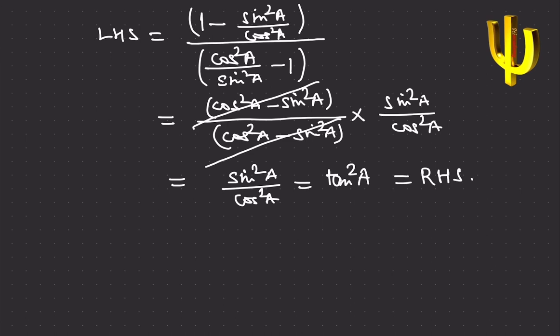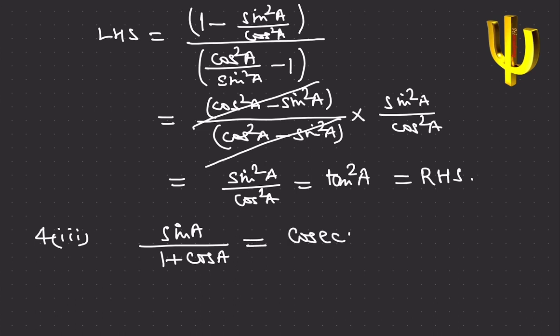Now next problem, we have to prove that sin A divided by 1 plus cos A equals cosec A minus cot A. So we have to prove this identity.